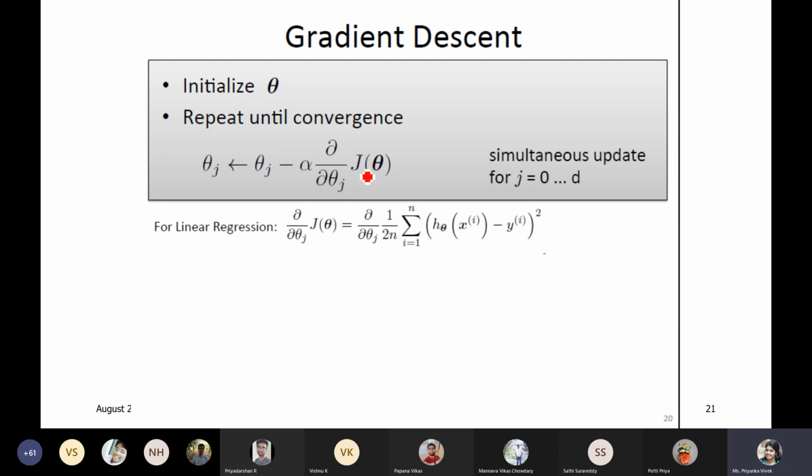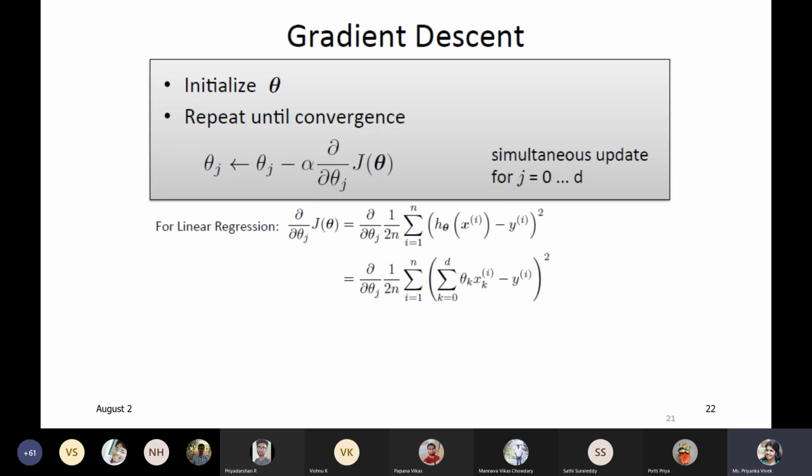So we know that J(theta), previously we have written, is 1 by 2 and sigma of h theta of x minus y i, the whole square. So we know this. We're just talking about this particular term, not even the alpha, just the derivative of J(theta). So now let us see what that is. It is 1 by 2n into this, the whole square.